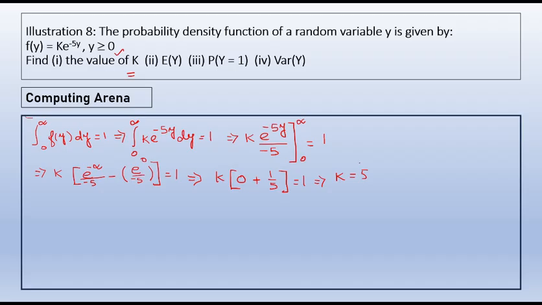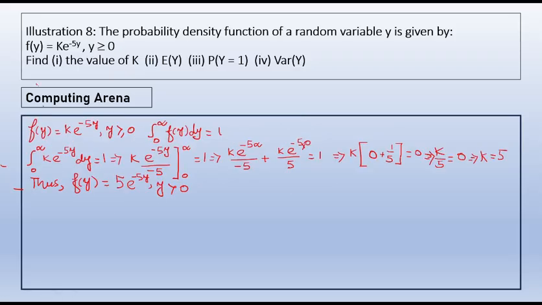Now once you get this, then you get the complete density function. What is the probability density function now? f(y) with k equal to 5 will be 5 e to the power minus 5y, and y is greater than 0. So this is the complete probability density function we get, because henceforth for computing probability of y, expectation of y, variance of y, we will use this updated density function with the value of k already in it. Now let us look at number 2 here.